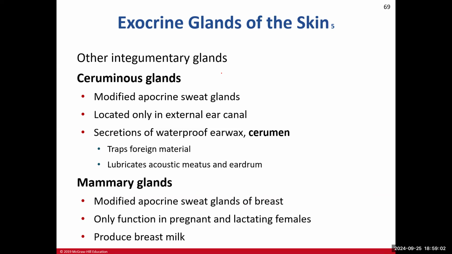Those are the glands that live in your ear canal. And so they're going to produce cerumen, earwax. It is waterproof. It helps to repel water, and it also helps to trap material that gets in your ear.